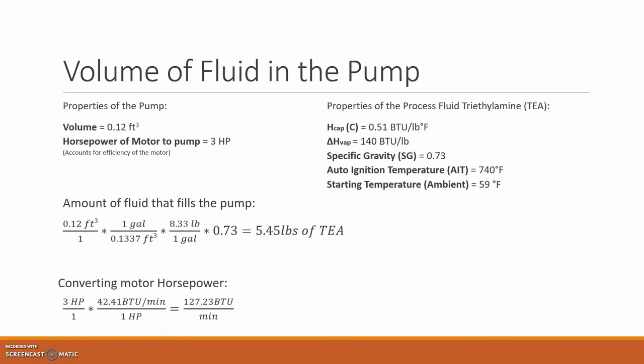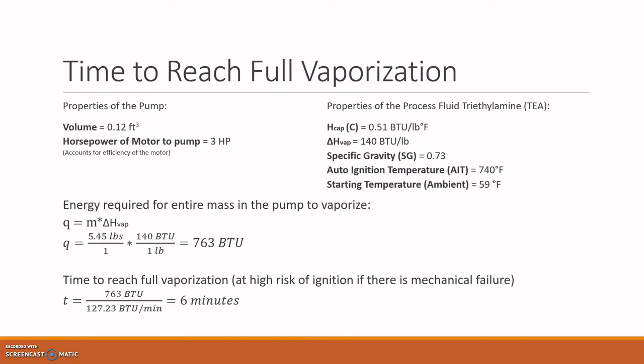So the first step is to find the volume of fluid in the pump. So this can be simply found using the specific gravity of the fluid as well as the volume found of the pump to give you some mass of fluid, in this case 5.4 pounds of T, and then you can convert the horsepower of the motor into BTUs per minute just so it's easier to use. So the first thing is finding the time to reach full vaporization. So this is when all the fluid will vaporize, or the entire mass will vaporize inside the pump.